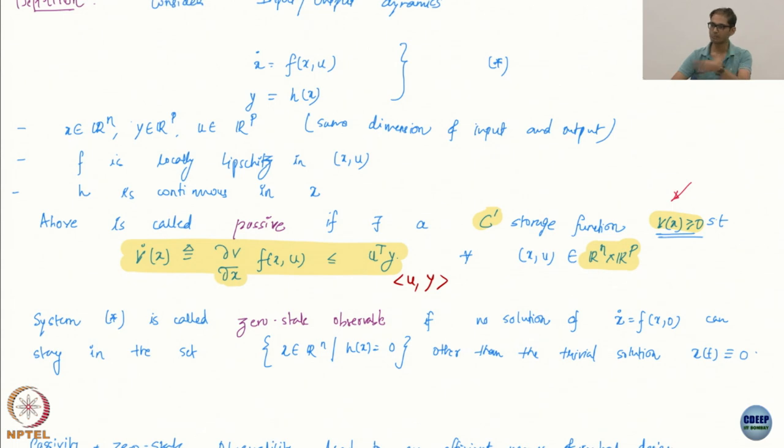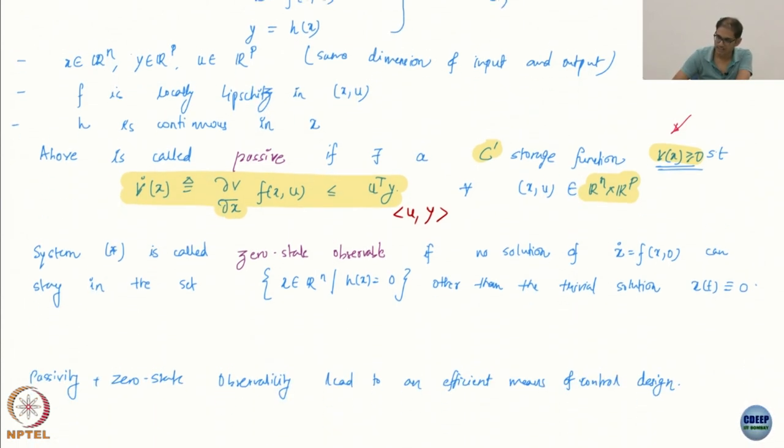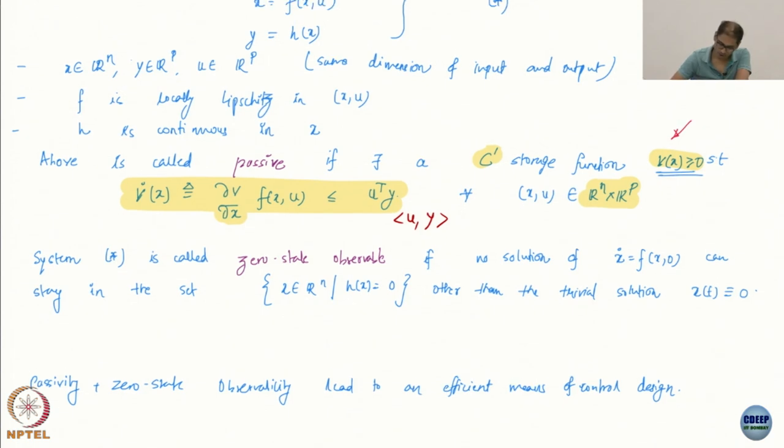We also need another property which is called zero state observability. This is very much like the observability that you know from linear systems, just a generalization to nonlinear systems, not a big deal. The system is called zero state observable if no solution of x dot equal to f(x, 0) can stay in the set h(x) equal to 0 other than the trivial solution. As of now, I am just reading this.